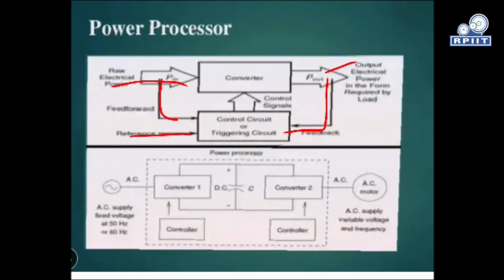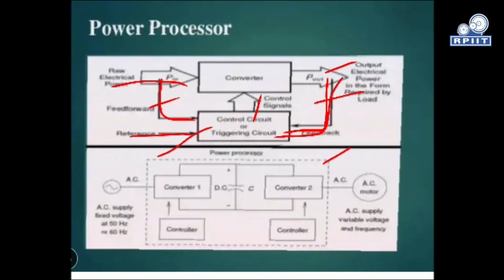It will always try to adjust our input with respect to our reference signal, so that we can always get the desired output signal over here. The controller will generate the output signal, considering the input signal, the reference signal, and this output, and will generate the control signal particular to our load requirement. So the simple structure of our power electronic device is this one.